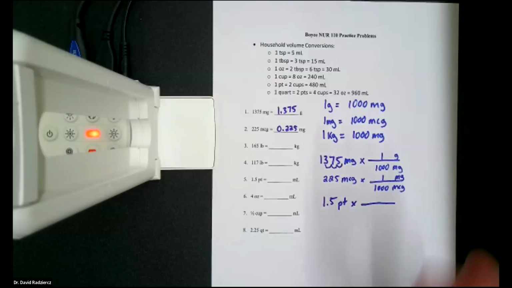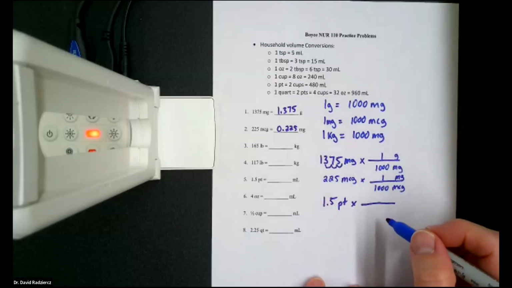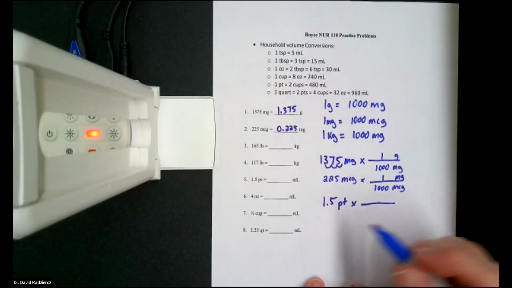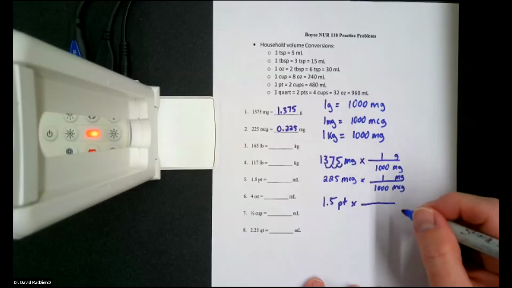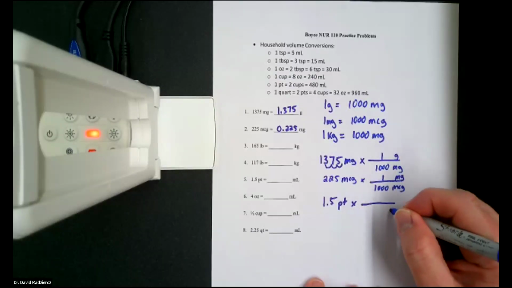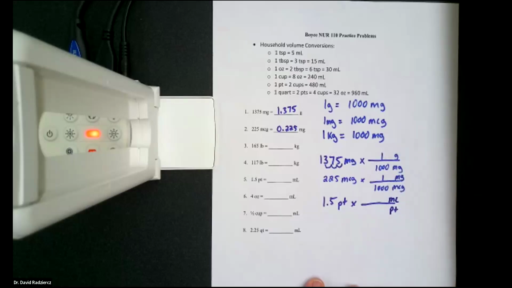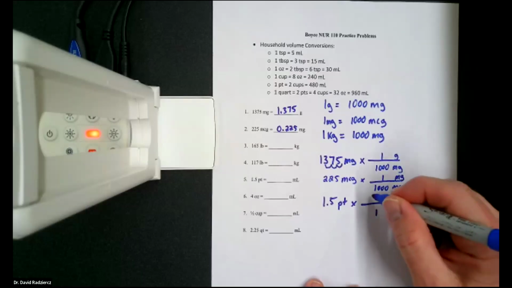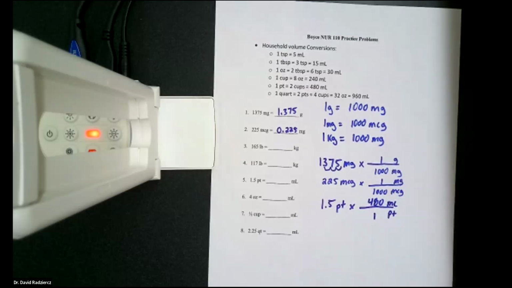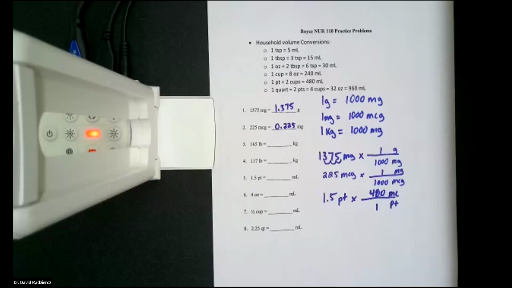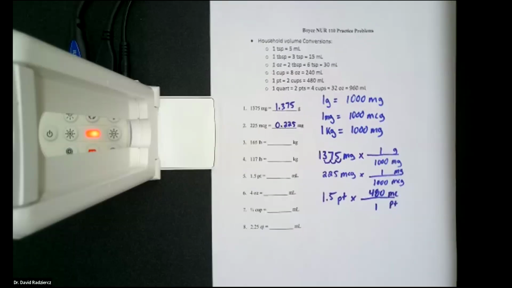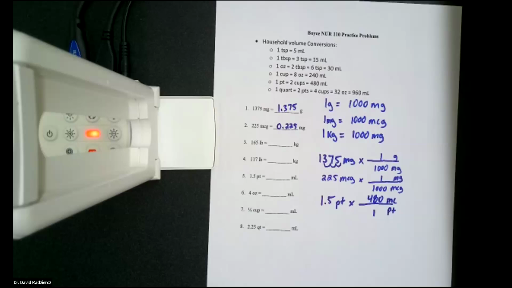Okay. So the way I would set this up is I would take that 1.5 pints and then I would look at my conversion. I want to get rid of pints and I want to convert it to milliliters. And then 1 pint is 480 milliliters. Now, again, it's helpful if you memorize that or know that. Alternatively, you can convert pints to cups and then to milliliters, but sometimes that's crazy.